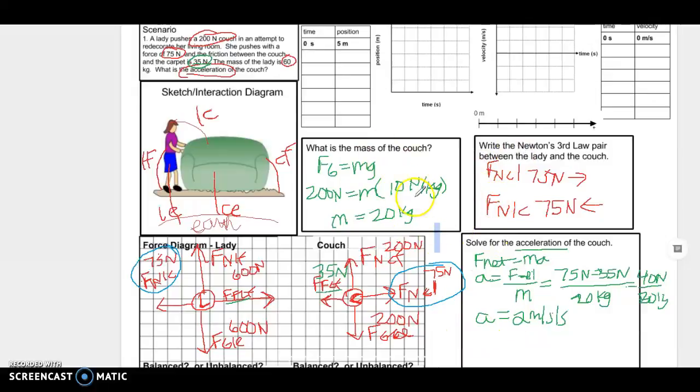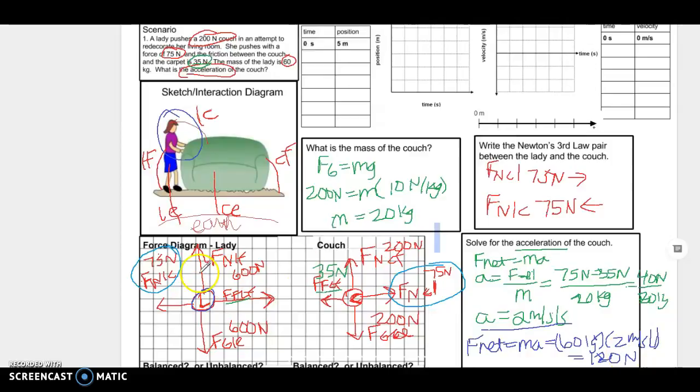So if the couch has an acceleration of 2 meters per second squared, the lady has to have that also because they're connected. So the couch can't accelerate faster than she does because then she couldn't push it anymore because it would be ahead of her. So they both have to have the same acceleration. So I know that the lady also has to accelerate, so I can find her net force. So F net equals ma. This is now for the lady. Her mass is 60 kilograms, her acceleration is 2 meters per second squared. So we can see her net force is supposed to be 120 newtons.